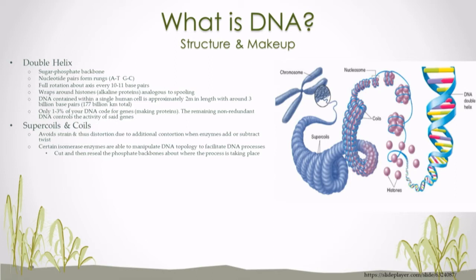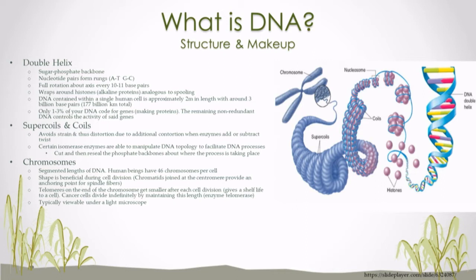And chromosomes, I briefed that already, but they are basically lengths of DNA. We have 46 of them in each one of our cells, and so basically all the information that makes you you is on one of these 46 chromosomes, and there's actually a redundancy because they're in pairs. They're typically viewable under a microscope, so they're actually quite large in the grand scheme of things. They're still within the nucleus, but when they're dividing, you can see them reasonably easily.